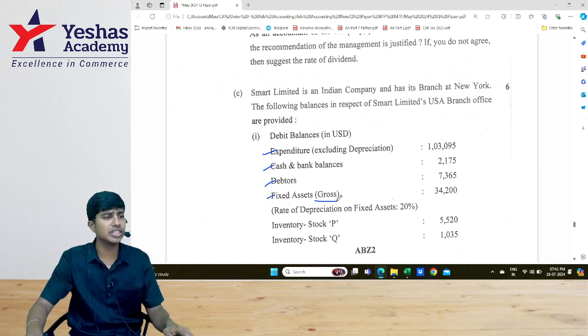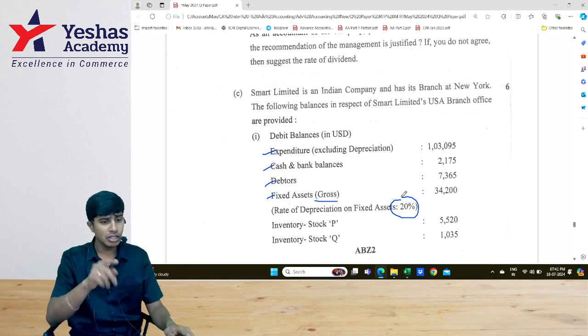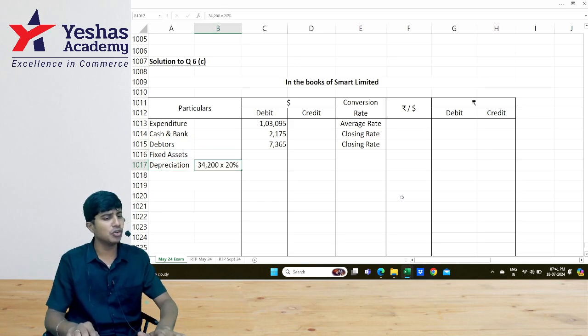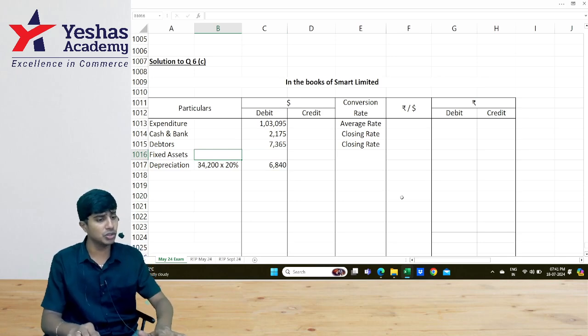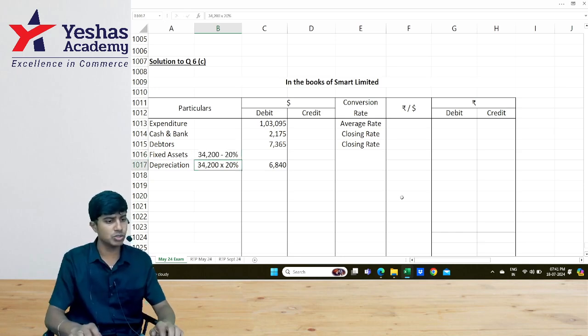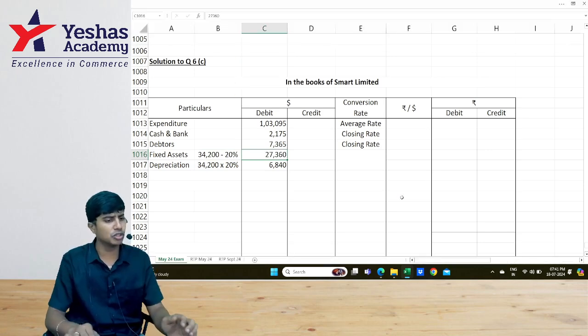This is gross without charging depreciation. So I would write this as debit 34,200. I'll also charge depreciation at 20%. Depreciation also will be converted at the rate which will be applied on fixed asset. So that gross of 34,200 is an inner column item because it is before depreciation. You agree with me? How much is depreciation on this? 34,200 into 20%. How much do we get? 6,840. And the asset should be recorded at 34,200 minus 20% depreciation. Or I can do 34,200 minus 6,840. Either way it is fine.